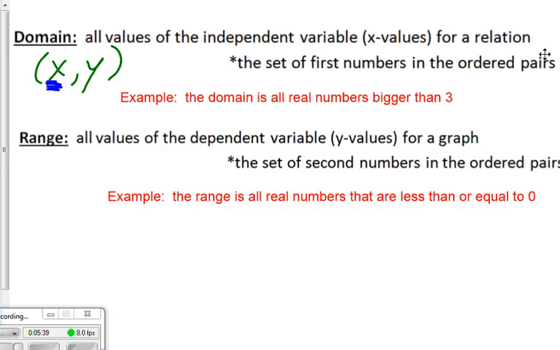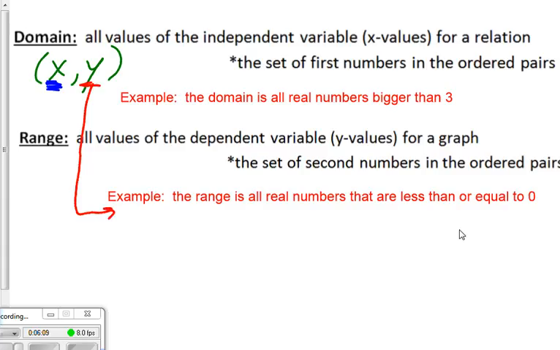So in this case, if we were to graph it out, all of our x values have to be numbers that are bigger than 3. Same thing, if we were going to make a table, it's all of the numbers that are bigger than 3 would be in that table. Range, then, on the other hand, is all of the values of the dependent variable, the y values for a graph. This is always the second number in an ordered pair. So again, the y number here is our range.